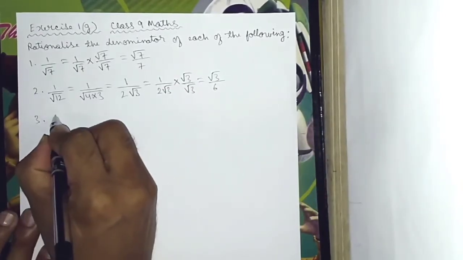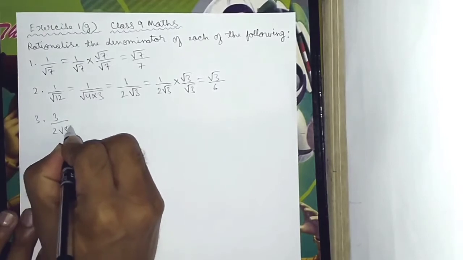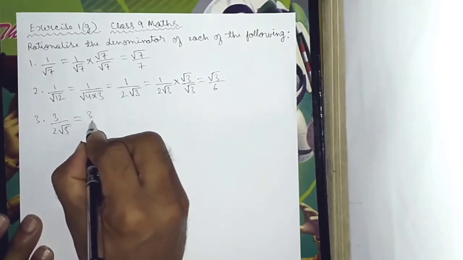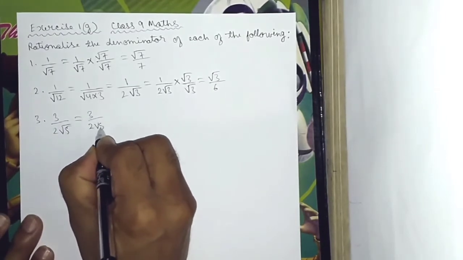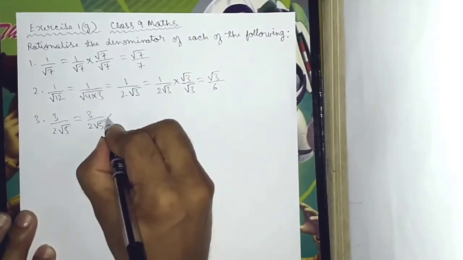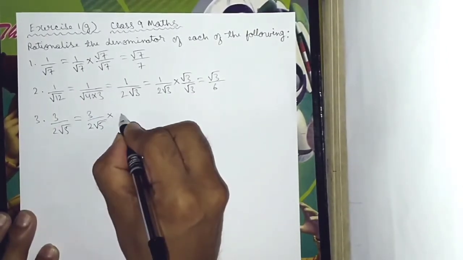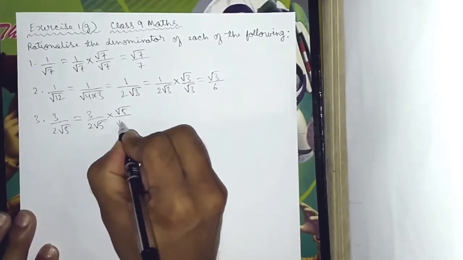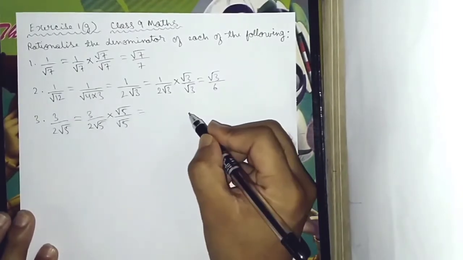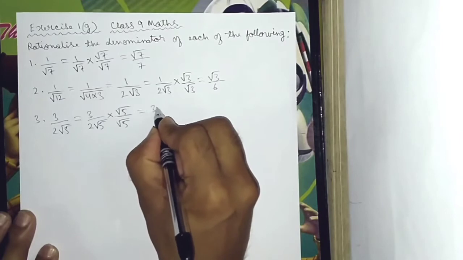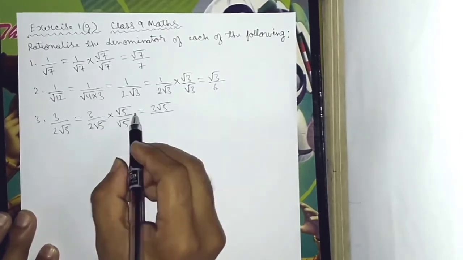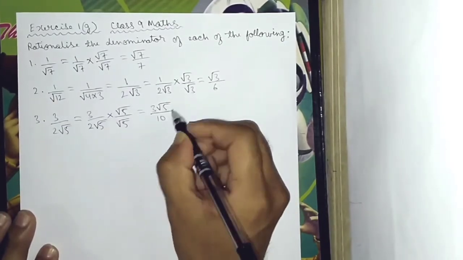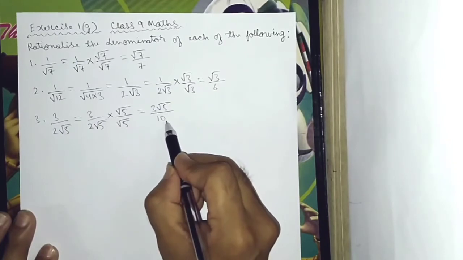Number 3, 3 by 2 root 5. This is equal to 3 by 2 root 5. The rational number is over root 5, so multiply by root 5 by root 5 again. This is equal to 3 into root 5 over root 5 into root 5, which is 5. 5 into 2 is 10. So the answer is 3 root 5 by 10.